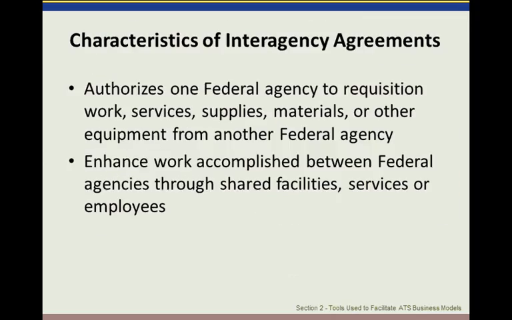The second type of agreement is the interagency agreement, which authorizes one federal agency to requisition services from another. And they're designed to basically share facilities, services, or employees. In our research, we didn't find any examples of interagency agreements. That's not to say there aren't any, but at least of the 60-some contracts that we reviewed, we didn't find any interagency agreements.